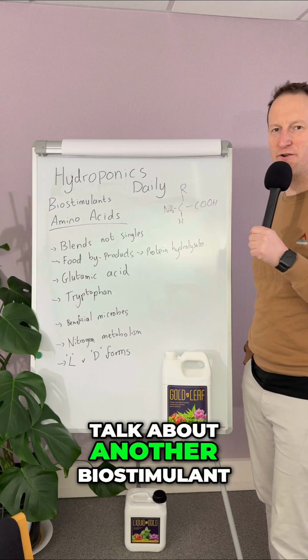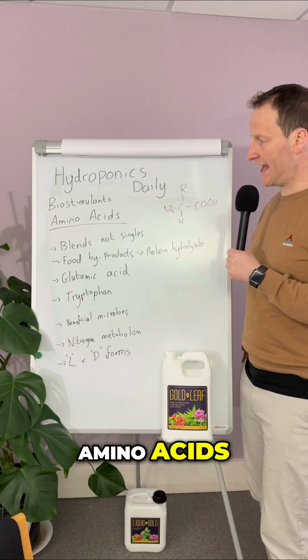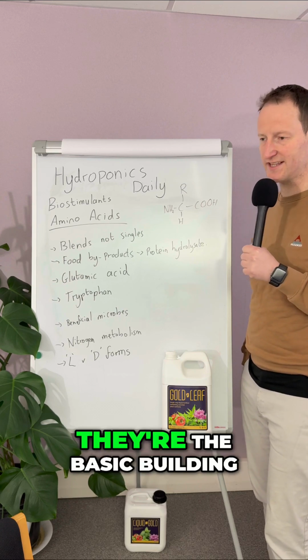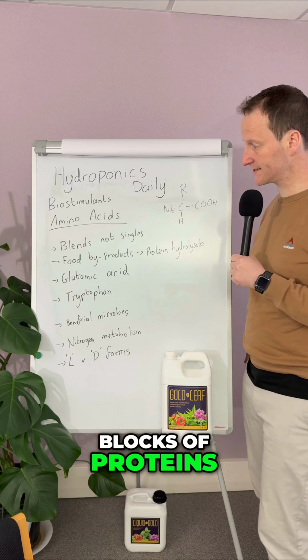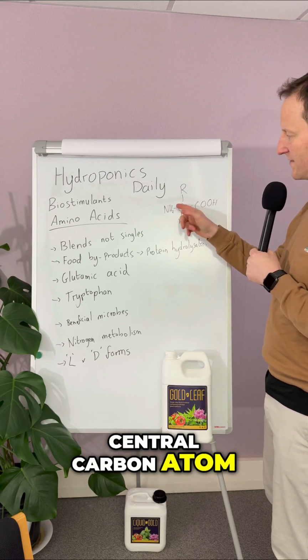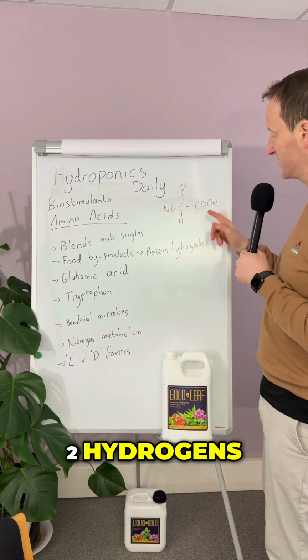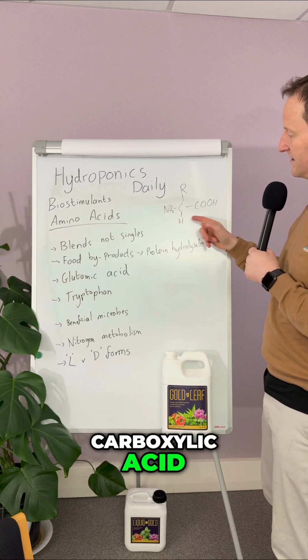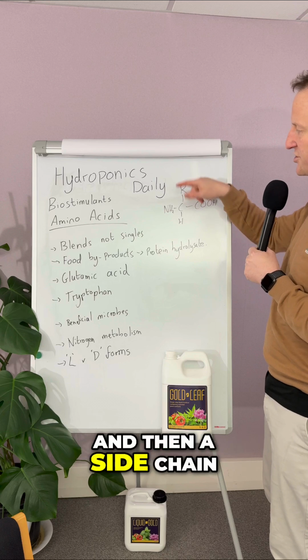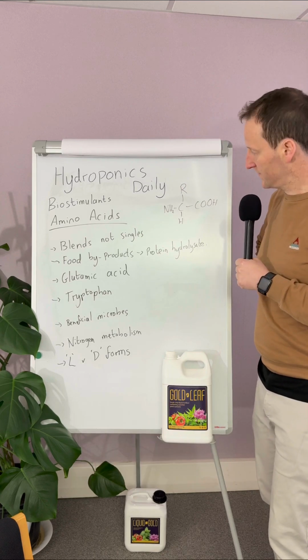Today we're going to talk about another group of biostimulants called amino acids. And you'll have heard of amino acids. They're the basic building blocks of proteins. And the chemical structure is here: a central carbon atom, an amine group, which is basically just a nitrogen and two hydrogens, a carboxylic acid, a hydrogen here, and then a side chain. And that side chain determines which particular amino acid it is.